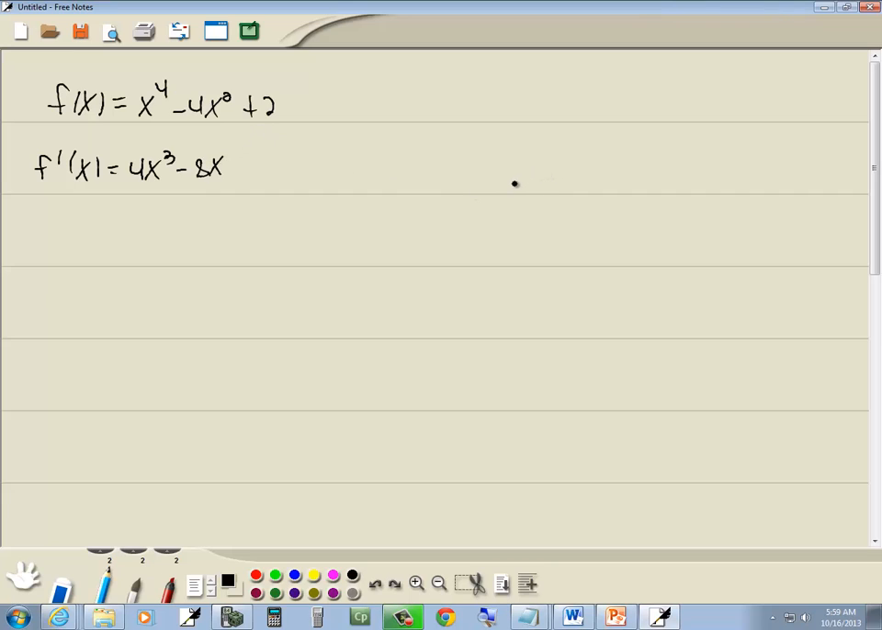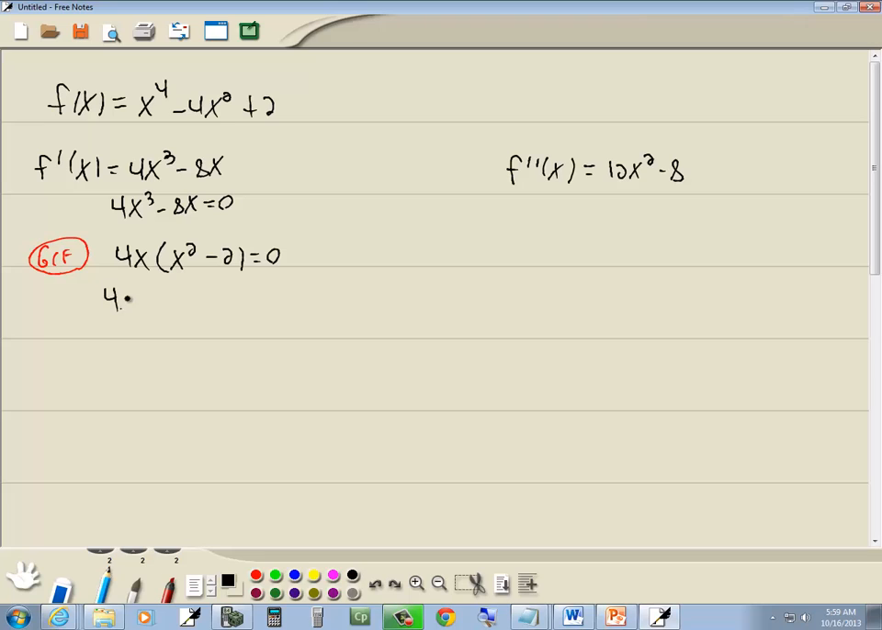We'll also need our second derivative, so let me go ahead and find that right over here. Take the derivative of this and we get 12x squared minus 8. Okay. Now back to our first derivative. For the first derivative test, we want to set that equal to 0. So we have 4x to the third minus 8x equal to 0, and factor it. First thing I noticed is they have a GCF. They're both divisible by 4, and they both have an x. So that gives us x squared minus 2 equal to 0.